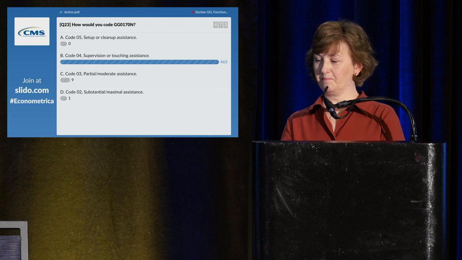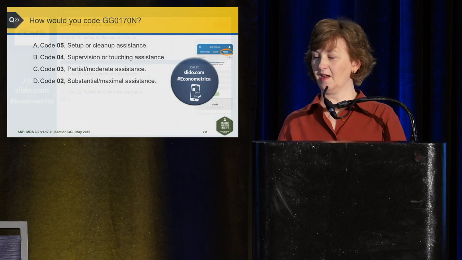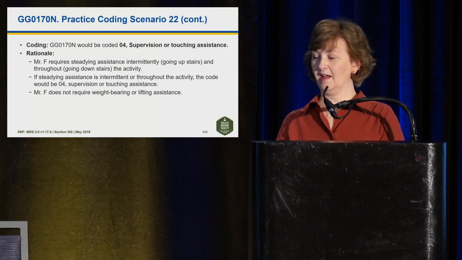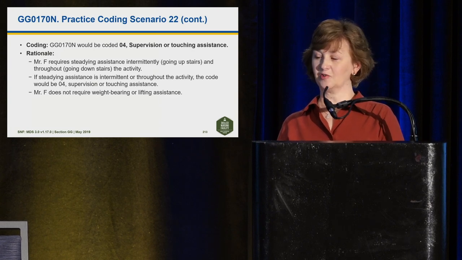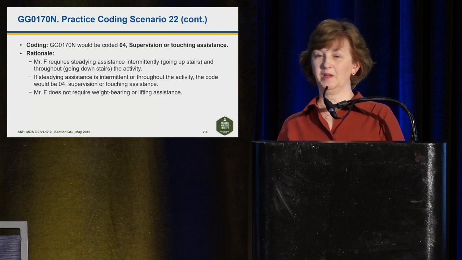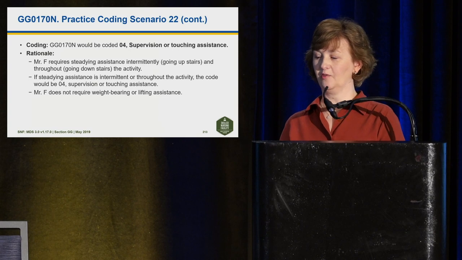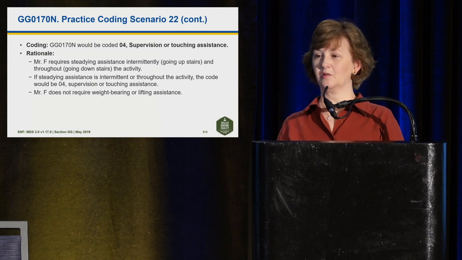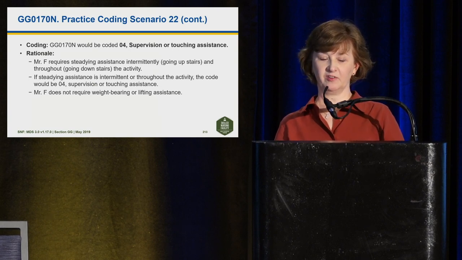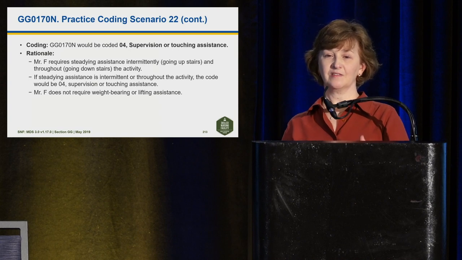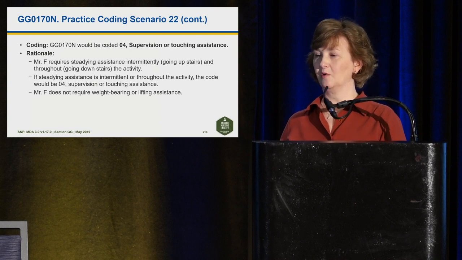Okay, looks like most people have coded level 4, and I do agree with that response. Let's see what the correct answer is. Indeed, level 4. And the rationale, again: he requires steadying assistance intermittently to go up the stairs and steadying assistance throughout the activity on the way down. If steadying assistance is intermittent or throughout the activity, it would still be coded level 4 either way. He does not require weight bearing or any kind of lifting assistance, and so that's why it's coded a 4 rather than a 3. So basically at level 4, we have steadying, touching assistance, but not lifting assistance. Once you get into lifting assistance, it's a level 3 or below.